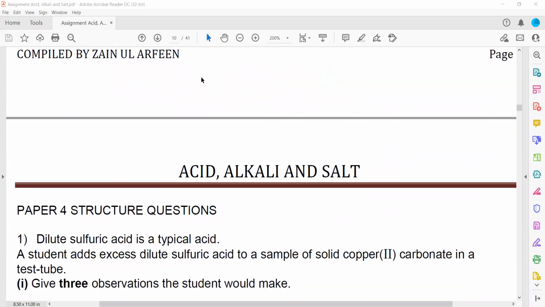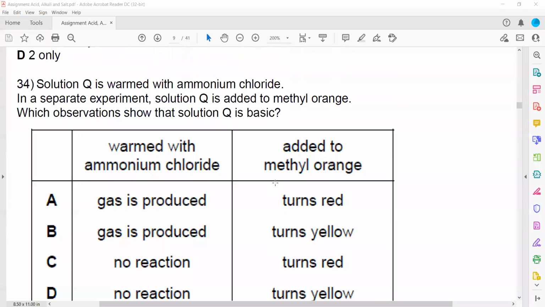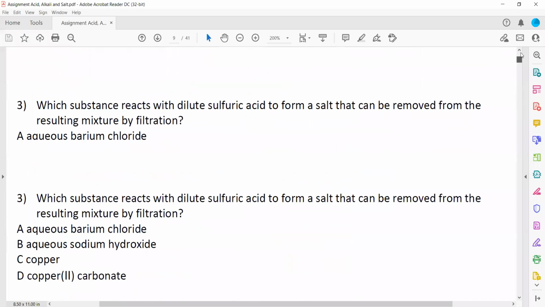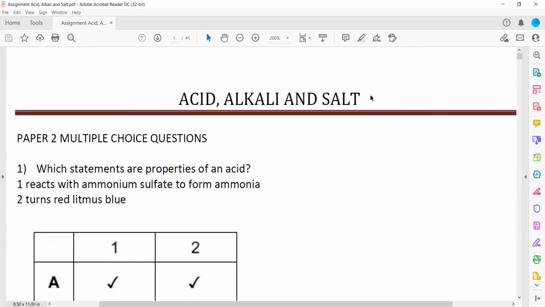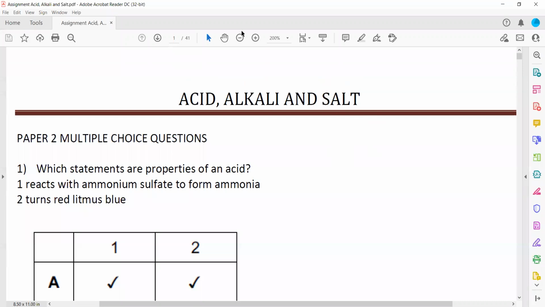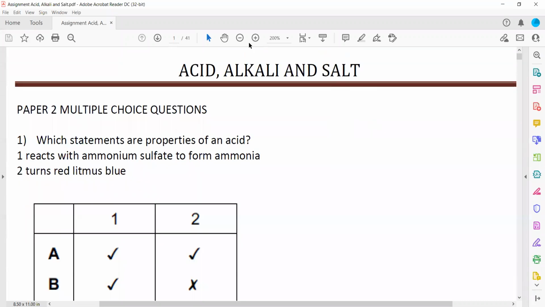Then the structure questions are there that we will discuss in the next session. So today we have completed multiple choice questions related to the topic acid, alkali and salt. This is a very important topic from the exam point of view, especially paper 6. There are a lot of questions related to identification of the ions. Any question or doubt related to the class?